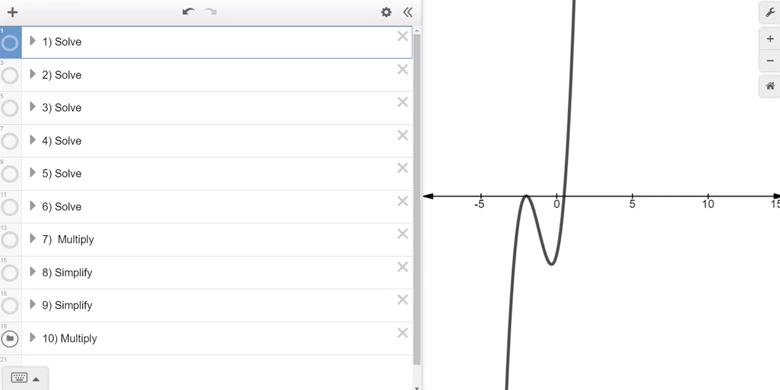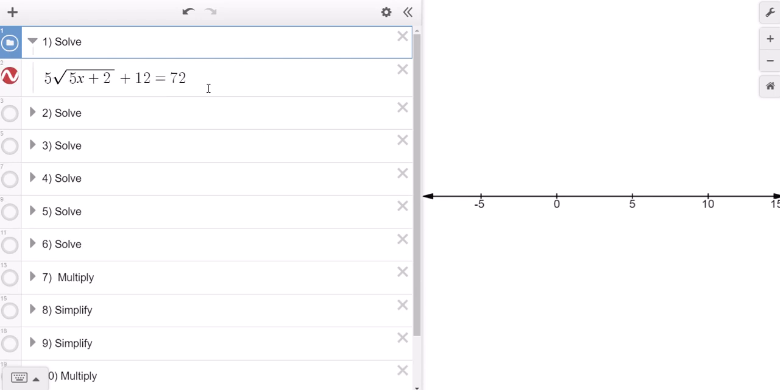Different things. You can see that there's a total of 10 problems, and there's some just real brief instructions that says solve for 1 through 6. 7 says multiply, 8 and 9 say simplify, and 10 says multiply. So what happens is when you click on one of these items and you open it up, you're going to see an equation that I'd like for you to solve.